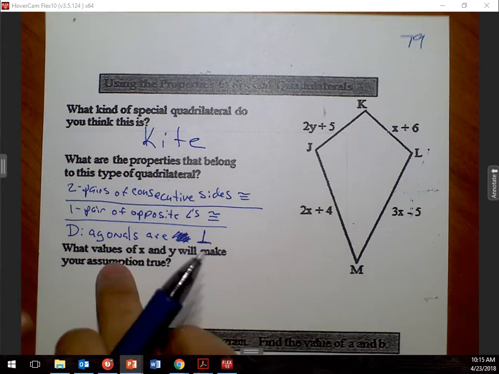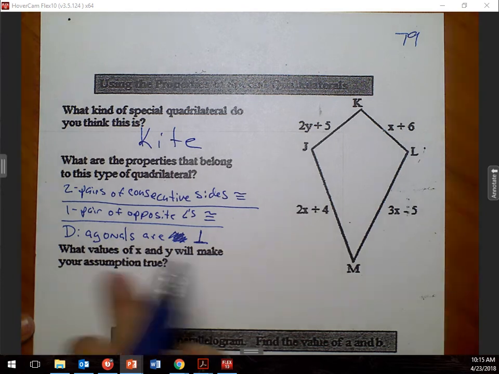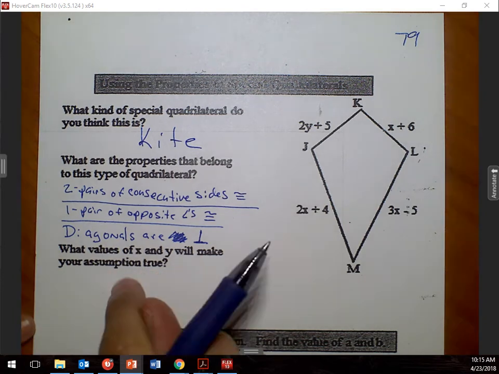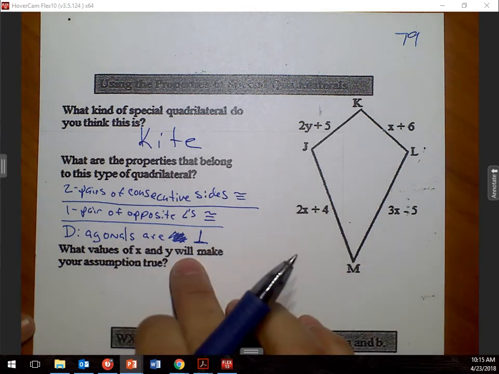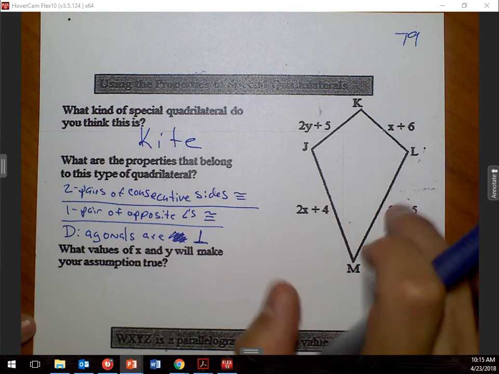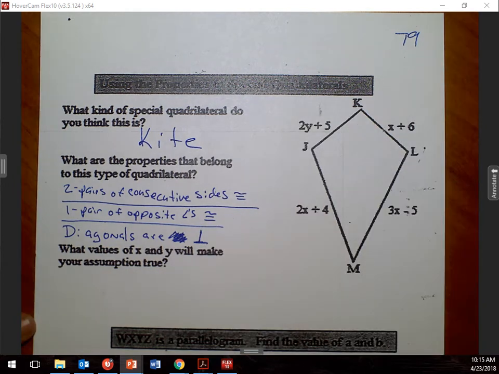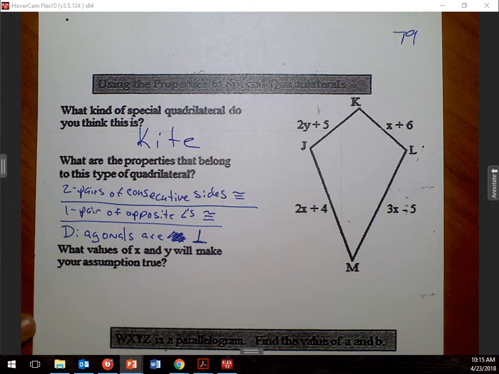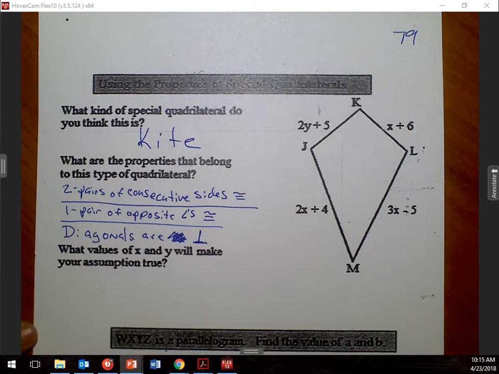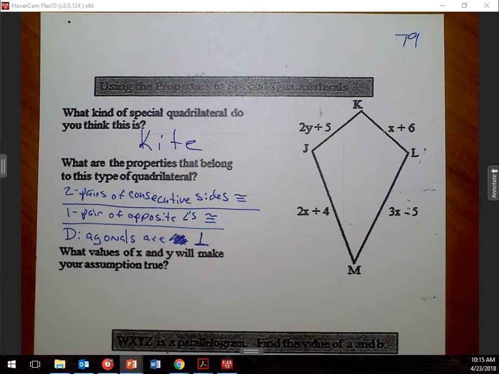All right. What are the values of x and y that will make your assumption true? So let's take a look at this. Now, if I'm looking at this right here, mark the triangle with what we know from these things right here. So mark the triangle right now, please. The triangle? Or I'm sorry, the kite. Mark the kite.